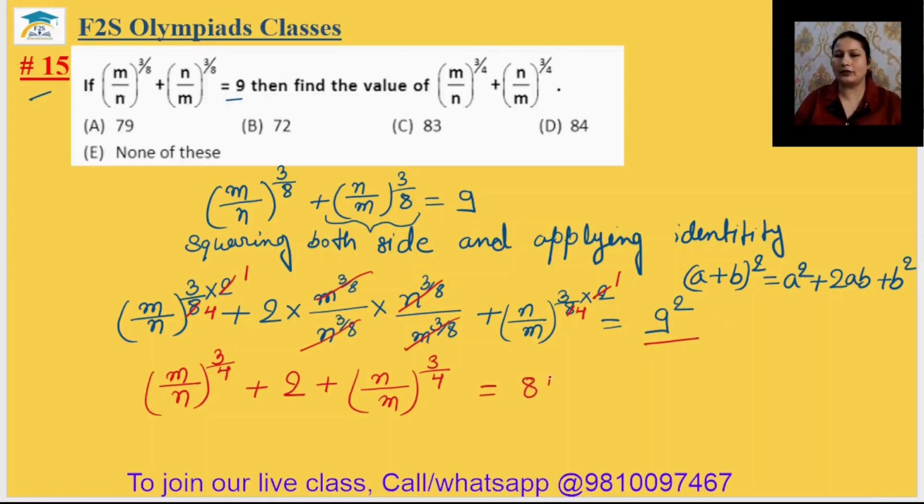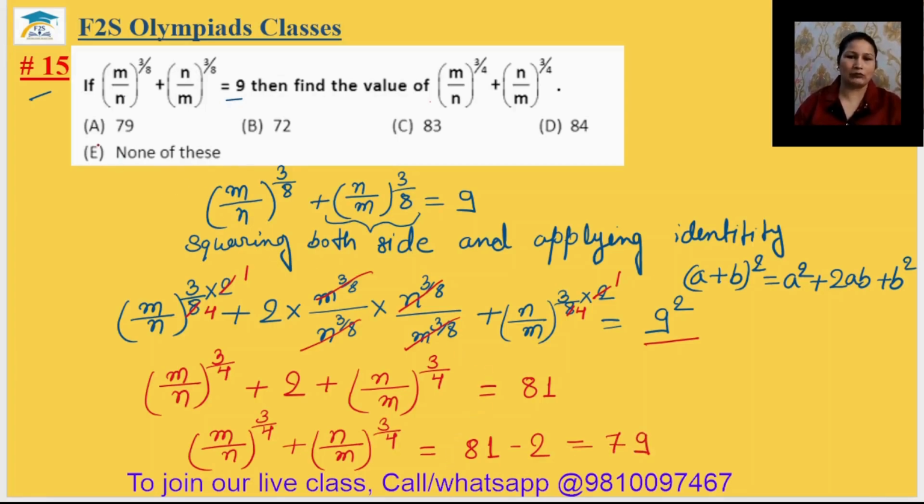9 9s are 81. Okay, so we have to find (m/n)^(3/4) + (n/m)^(3/4). This is already here. So we can write (m/n)^(3/4) + (n/m)^(3/4) equal to 81 minus 2, that is 79. It is available in option A because we have to find the value of this one and we found it. The 15th answer is option A.